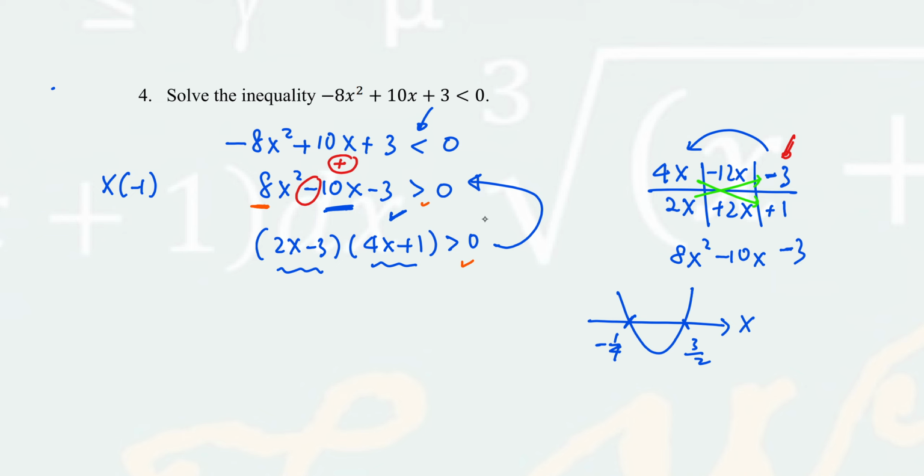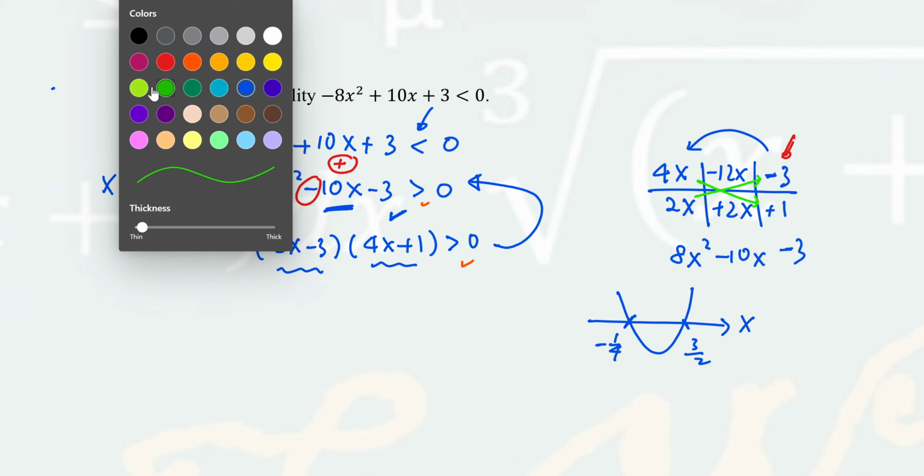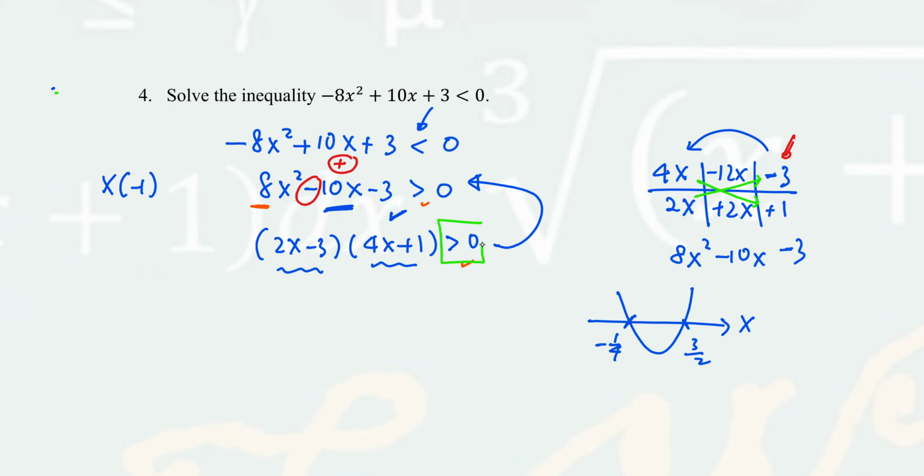Now for the final answer, refer to the inequality here, more than 0. When more than 0, that means the graph is above the x-axis, which means I will have to accept these two regions. Therefore, my final answer: x is less than negative 1 over 4, or x is greater than 3 over 2. Okay, so that is the solution for question number 4.